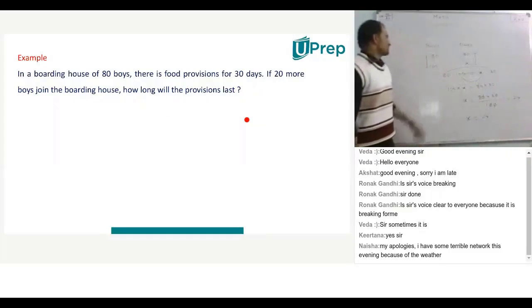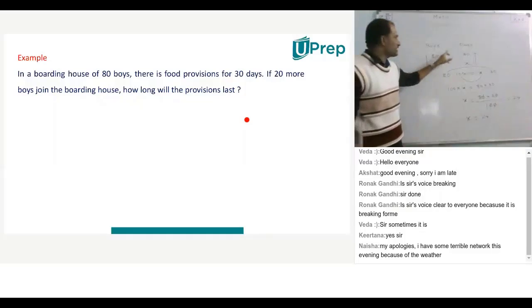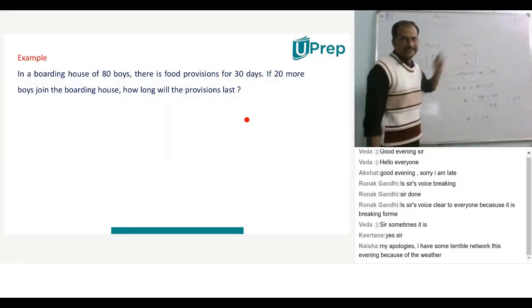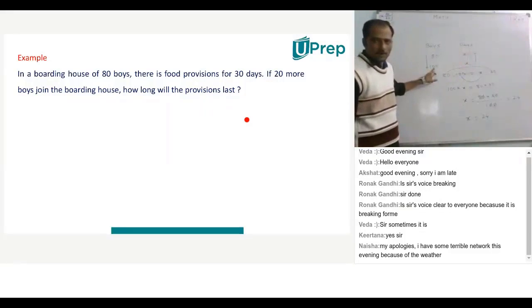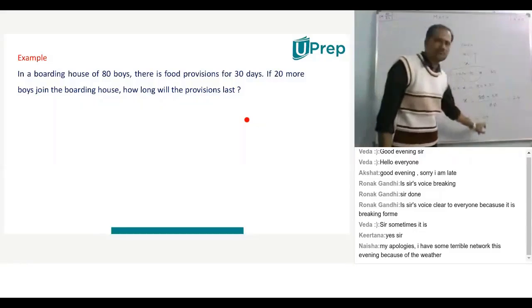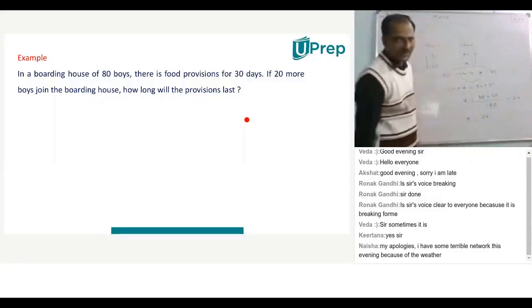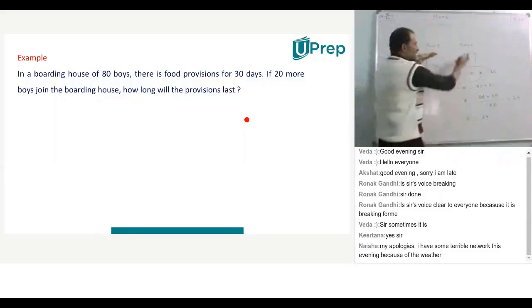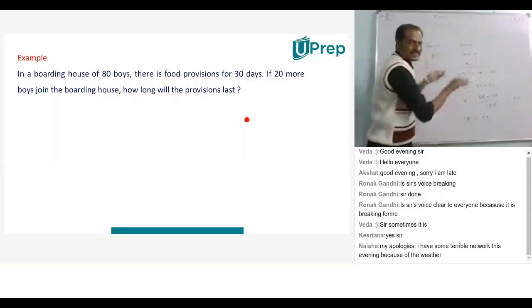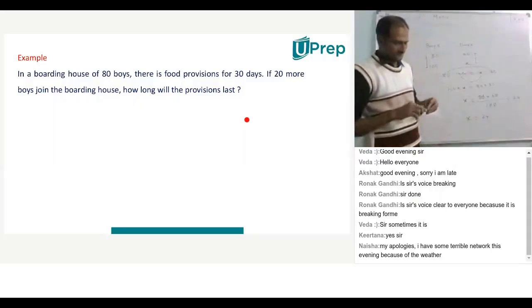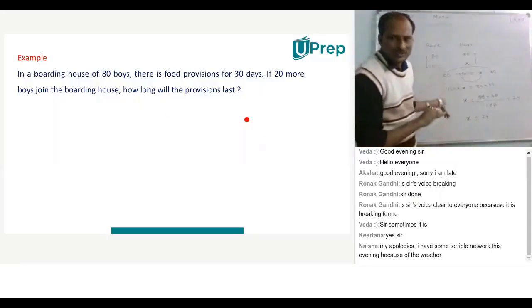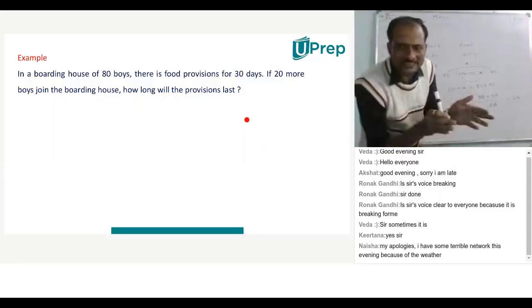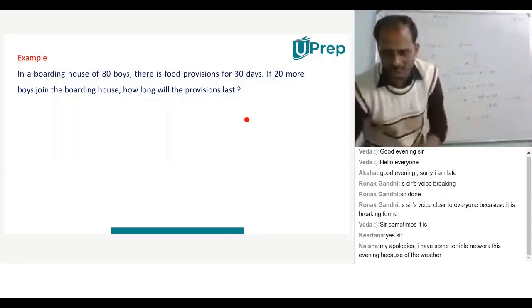That means if 80 boys are there, the provisions last for 30 days. If there are 100 boys, the provisions will last for 24 days. So here, when one quantity is increased, the other quantity has decreased. Yes or no? Yes, sir. So now the boys and the provisions are in direct proportion, obviously.